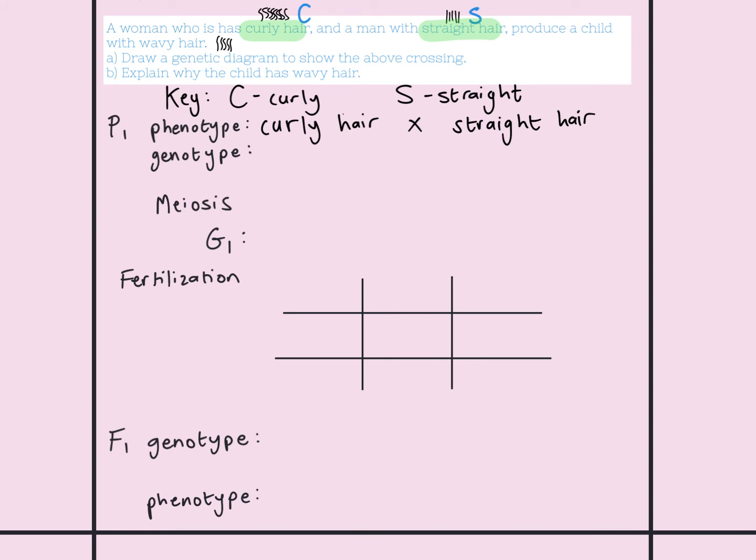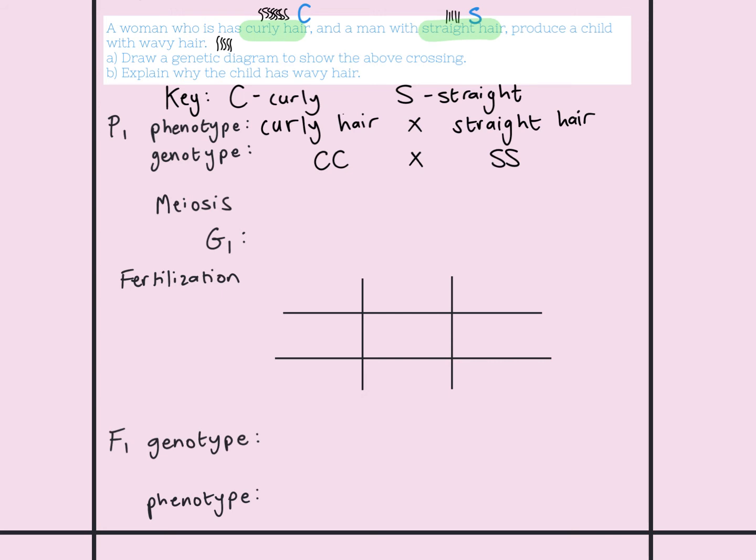Then you now need to do the genotype, which is the challenging part of an incomplete dominance question. If someone has curly hair, they're going to have two alleles for curly hair. If they have straight hair, they're going to have two alleles for straight hair. As soon as they are heterozygous, so if they had a C and an S, they would not have curly hair in the phenotype and they would not have straight hair. Because it is incomplete dominance, they would have the third intermediate phenotype, which would be wavy hair according to the question. So therefore, the genotype for curly hair has two capital C's. We use capitals still for these questions. And the genotype for straight hair would have two capital S's.